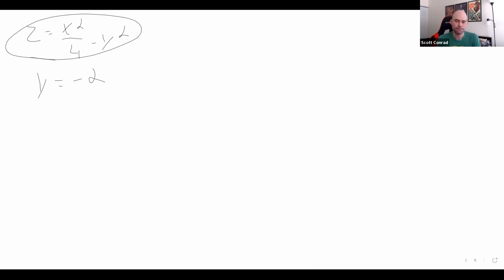Okay, so let me rewrite our equation. z is equal to x squared over 4 minus y squared. Those are the traces z equals k. Let's look at y equals negative 2, that trace. This is a specific example of one of the traces, y equals k, but they're all going to be of the same form. So replace y with negative 2 in your equation. We get z, let me draw that over here.